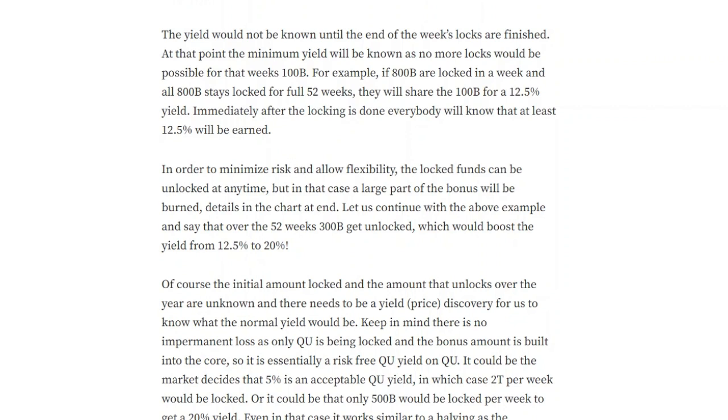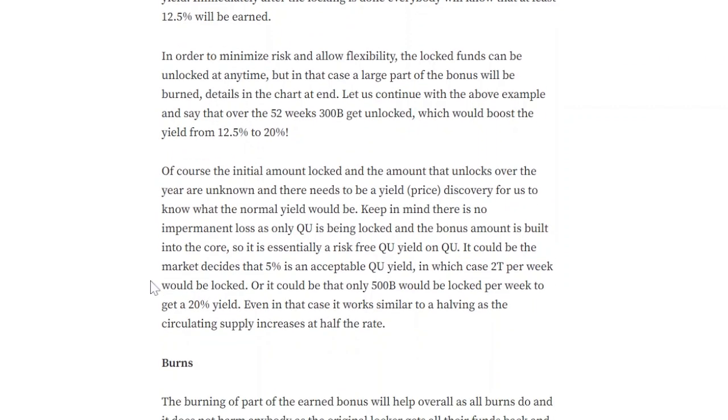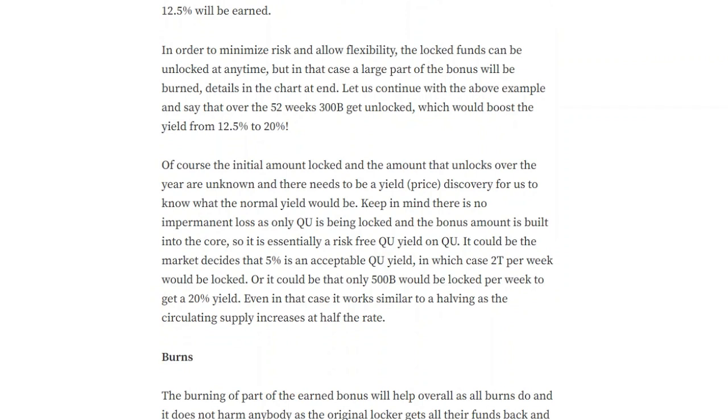Let us continue with the above example and say that over 52 weeks, 300 billion get locked, which will boost yield from 12.5 to 20%. Now, I think a lot more than 300 billion will get locked, and probably a lot more than 800 billion. So I think the yield's probably going to be more like 3 or 4%. Of course, the initial amount locked and the amount that unlocks over the year are unknown, and there needs to be a yield discovery for us to know what the normal yield would be.